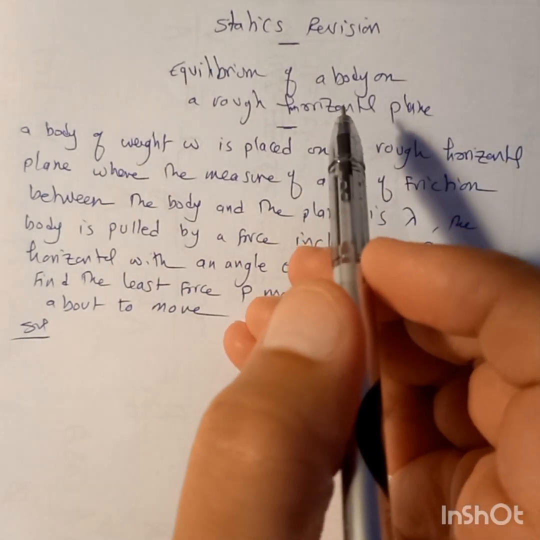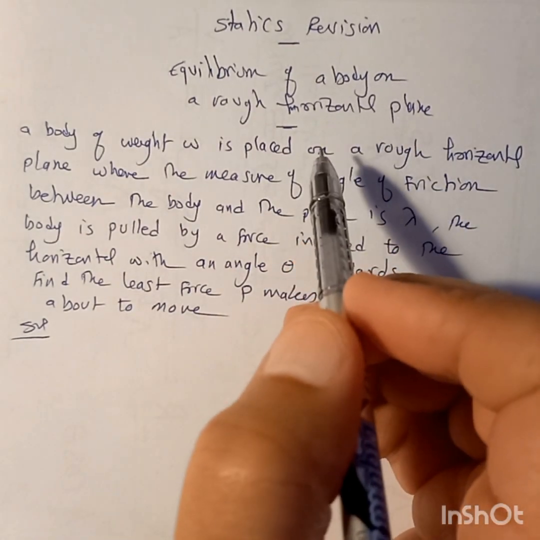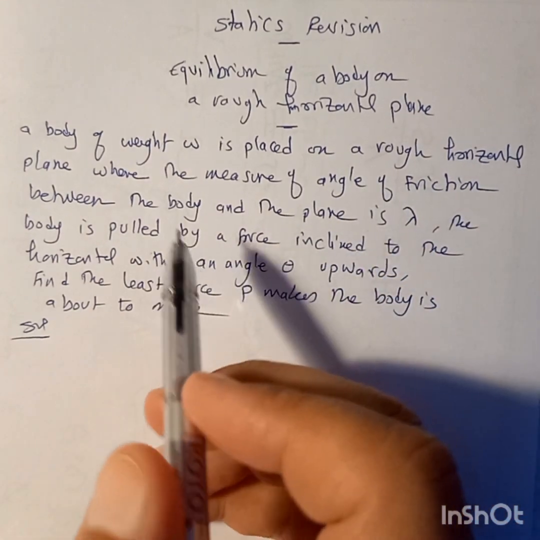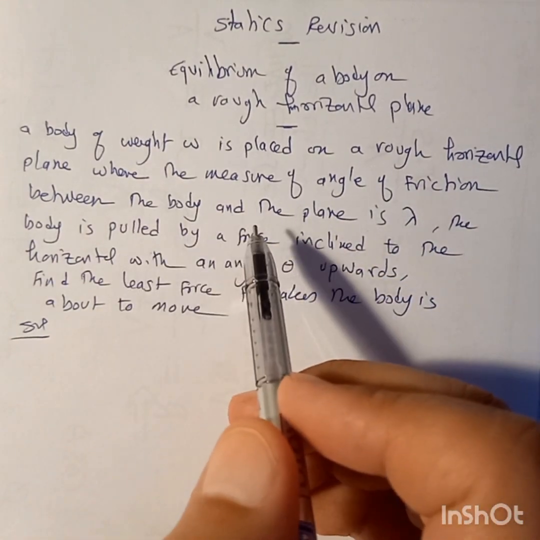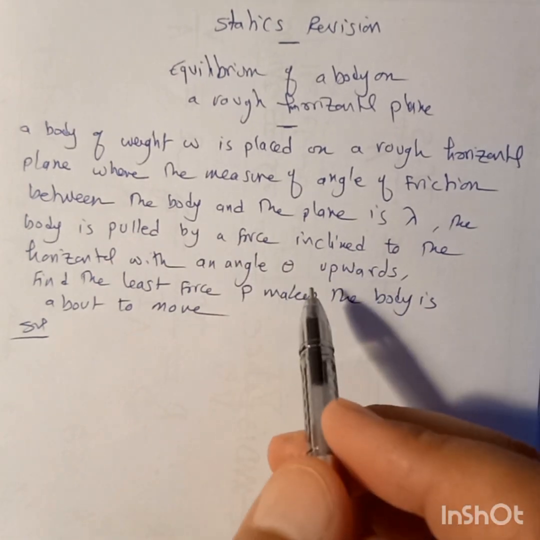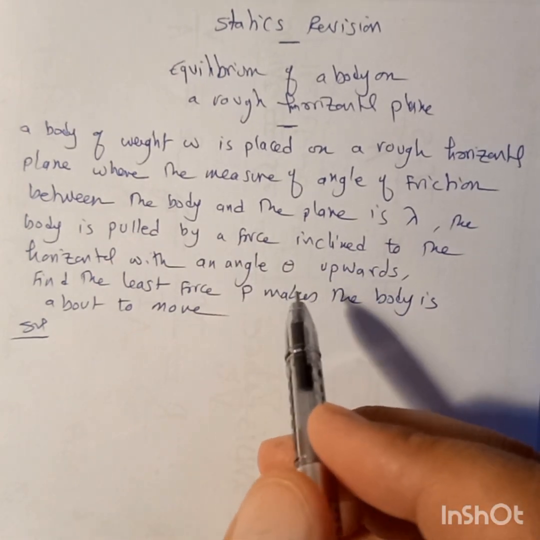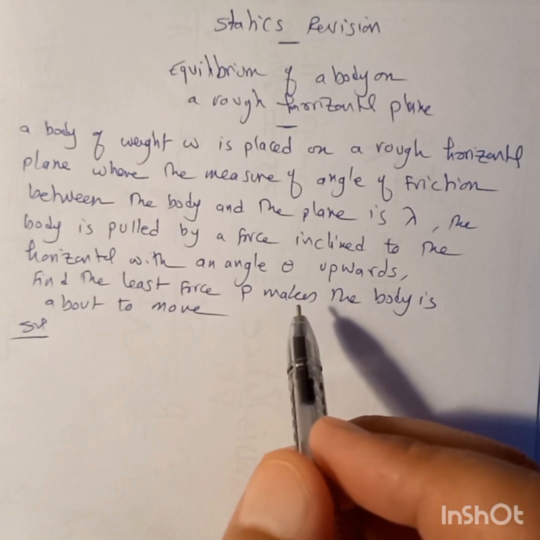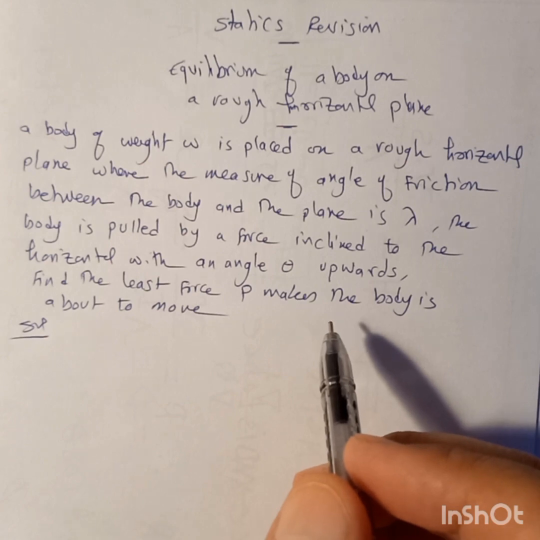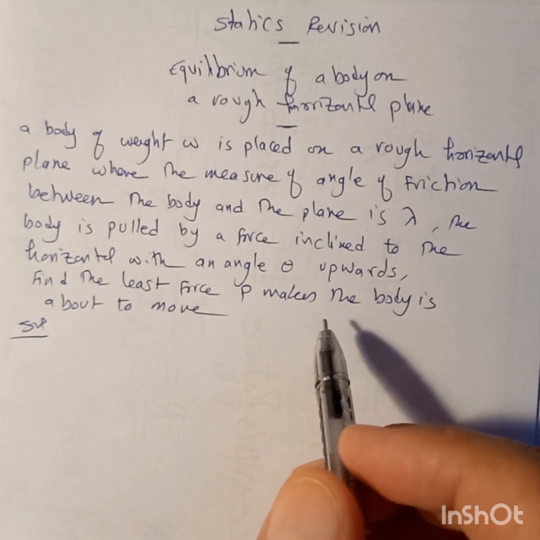Bismillahirrahmanirrahim. Now we're going to continue our statics revision, equilibrium of a body on a rough horizontal plane. We have this example: a body of weight W is placed on a rough horizontal plane where the measure of angle of friction between the body and the plane is lambda. The body is pulled by a force inclined to the horizontal with an angle of measure theta upwards. Find the least force P to make the body about to move.